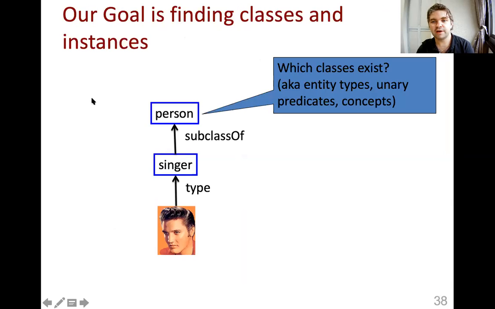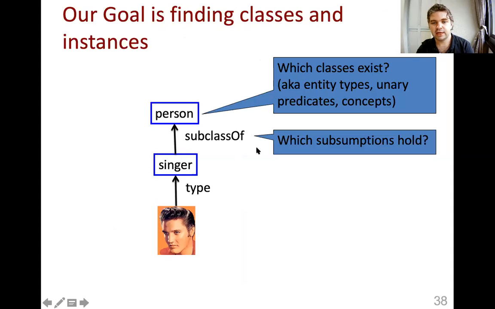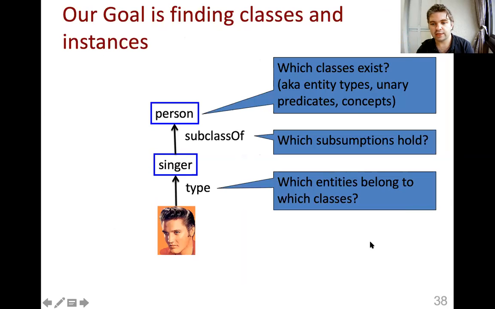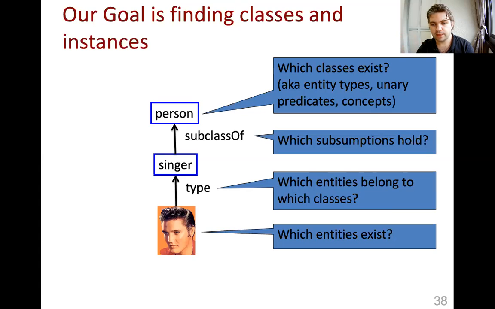So our goal is finding classes and instances, right? Basically which classes exist, entity types, unary predicates, and concepts, and which subsumptions hold. What is under which entity, and also we need to figure out which entity belongs to which class, and we also want to figure out which entities exist in the end. So what is the set of entities we have for this knowledge graph, for this knowledge base.